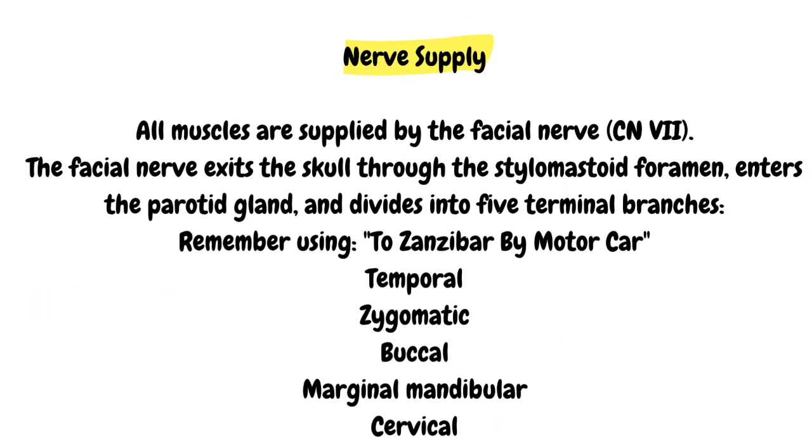Nerve supply is from your facial nerve, and we know that it exits the skull through the stylomastoid foramen and enters the parotid gland. It is divided into 5 terminal branches. The first one is your temporal, second one is zygomatic, third buccal, fourth marginal mandibular branch, and the fifth one is cervical. And there is a mnemonic, "To Zanzibar by motor car."